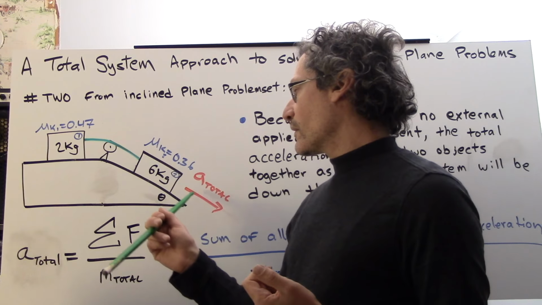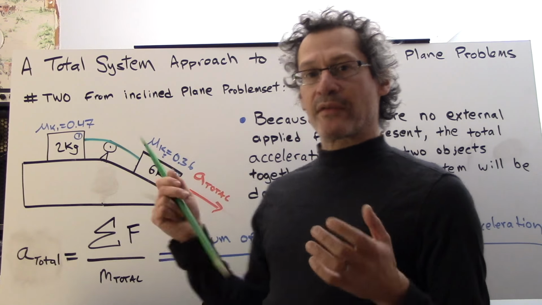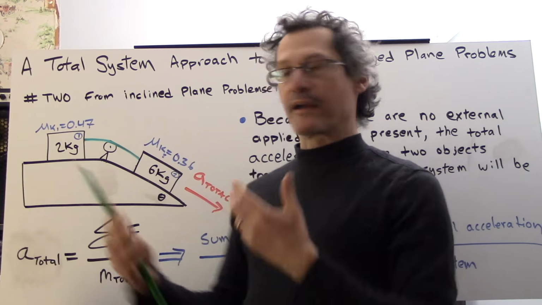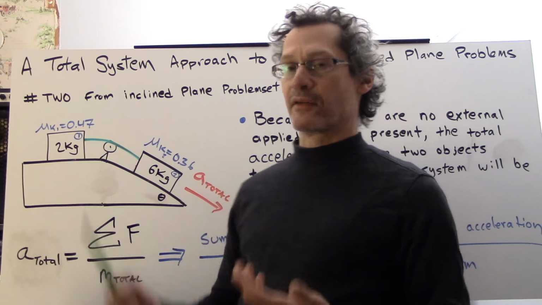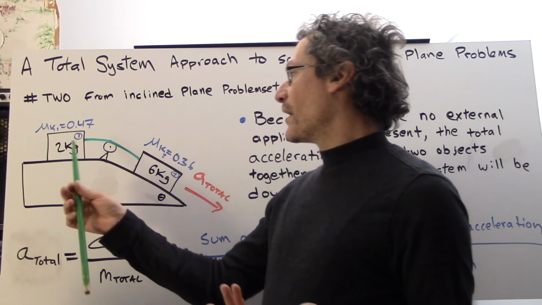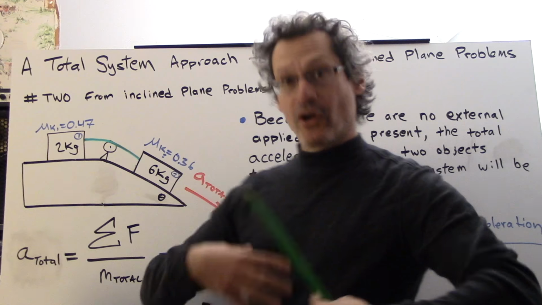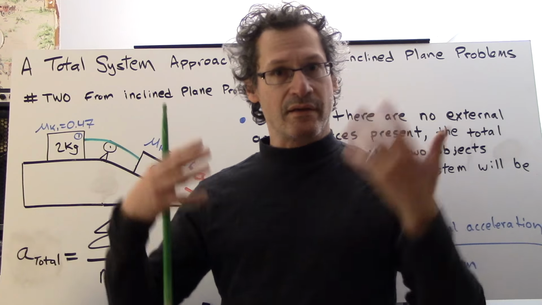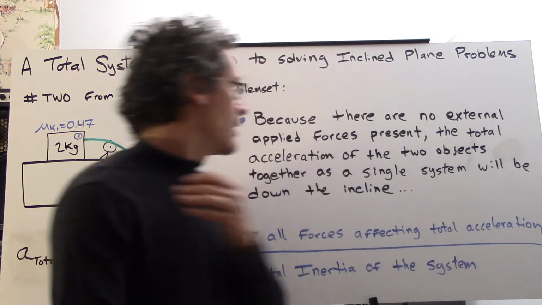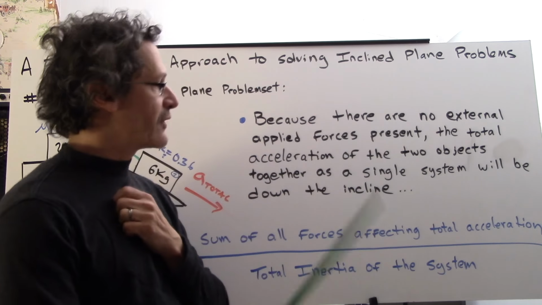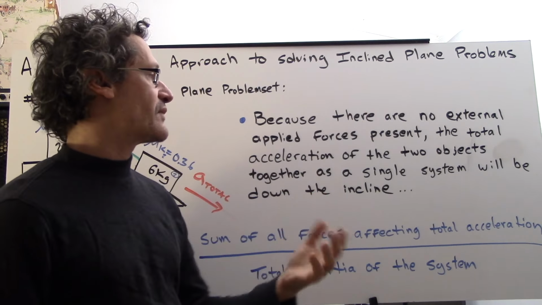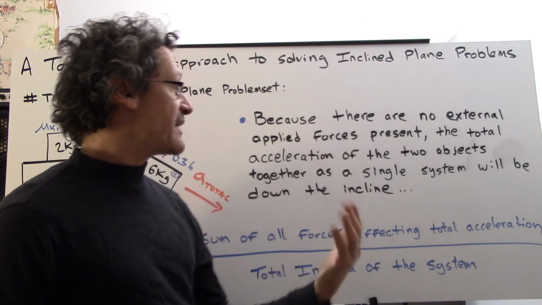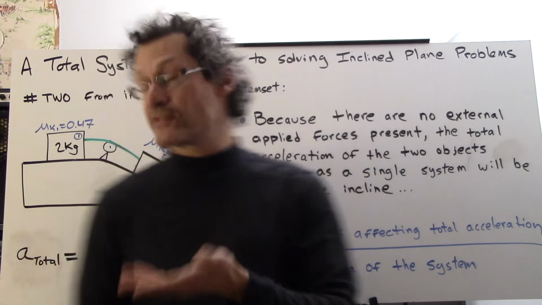And so the total acceleration would be down the ramp. We just look at it, reason it out, look at the values. You can even do a couple of tests to figure out what would happen. But our gut instinct says it's going to be down the ramp, so we can use that information to then look at the problem in total. So there are no external forces, therefore the total acceleration of the two objects together as a single system will be, yes, down this incline.